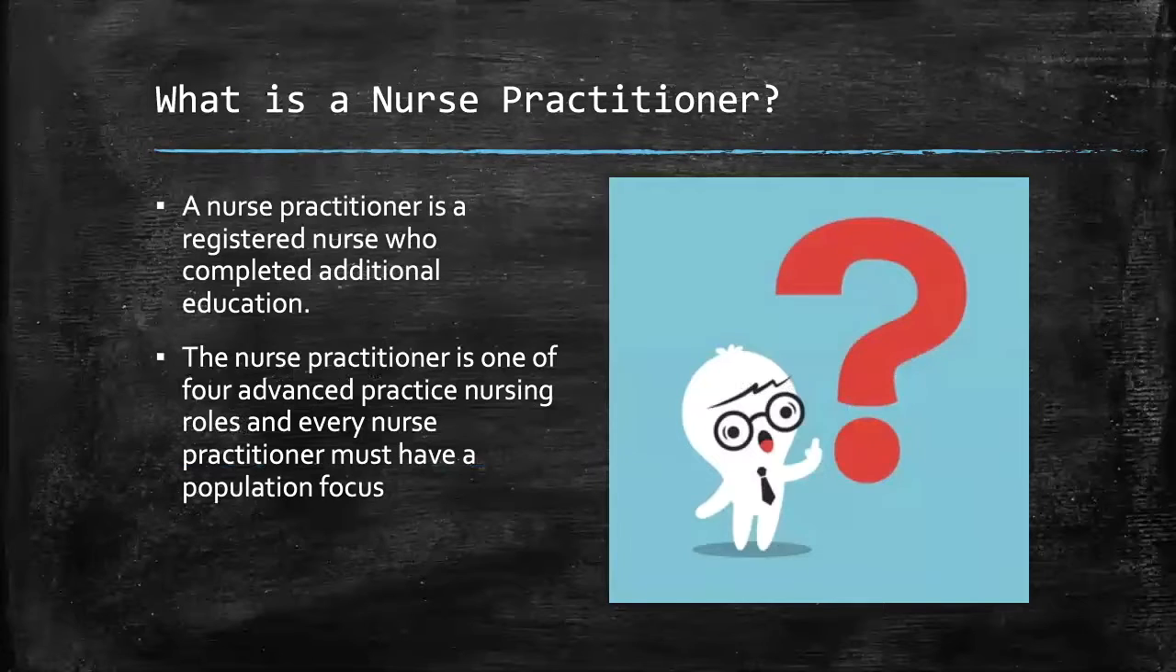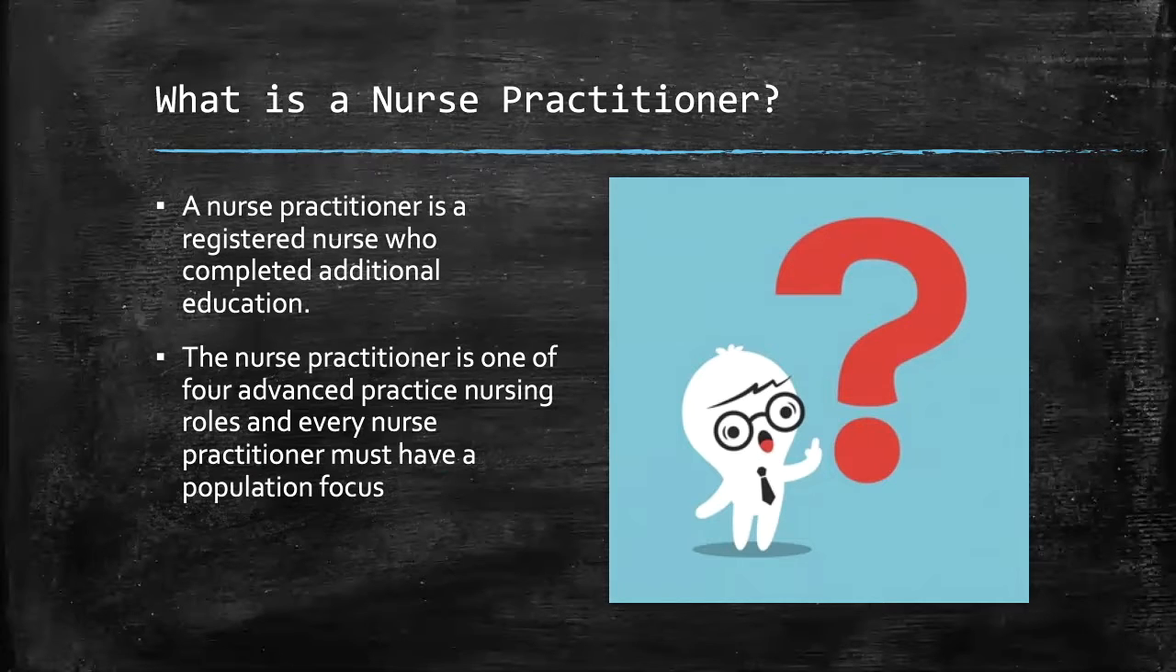A nurse practitioner is a registered nurse who has completed additional education. At minimum, this is a Master's of Science in Nursing degree, but entry to practice can also be at the Doctor of Nursing Practice level. The nurse practitioner is one of 4 advanced practice nursing roles. The other 3 are nurse anesthetist, clinical nurse specialist, and nurse midwives.